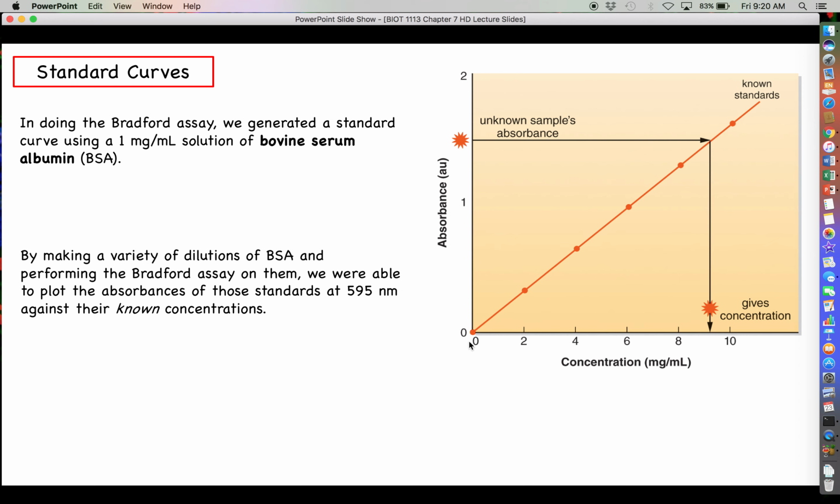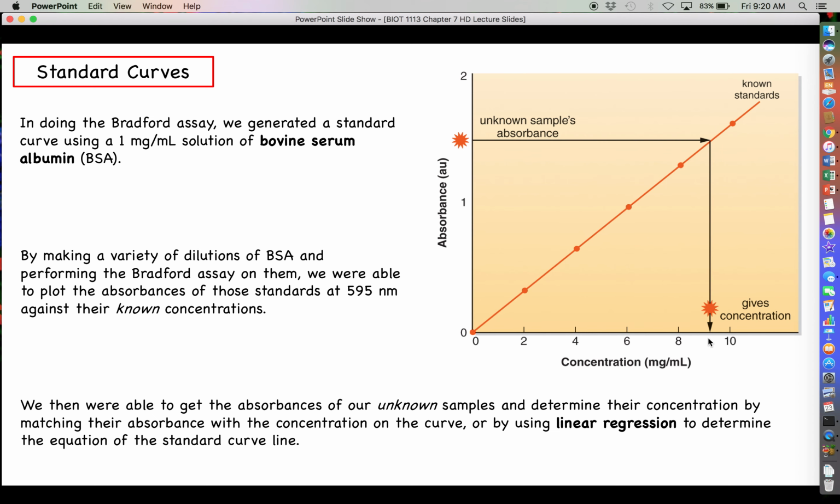So basically, using something like Microsoft Excel, we can plot out the known concentrations on the x-axis and the measured absorbances from the Bradford assay on the y-axis, and we can plot the line. And the advantage of this is that if we know the absorbance of our unknown samples, we can just figure out where that matches up on the line and figure out what the concentration is. So that's really to our advantage here.